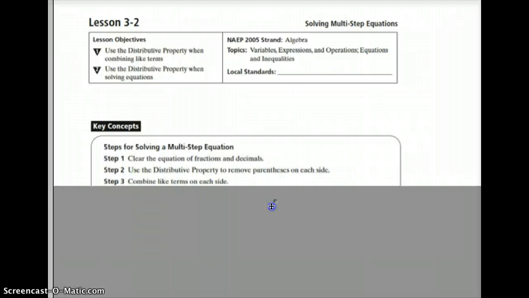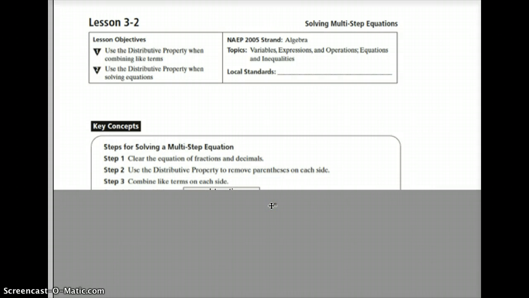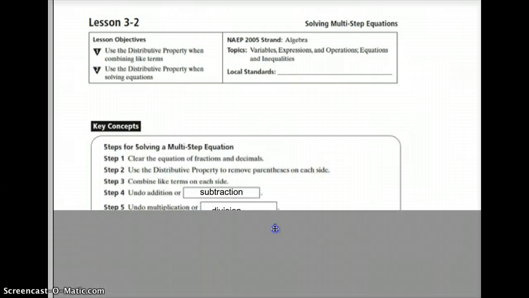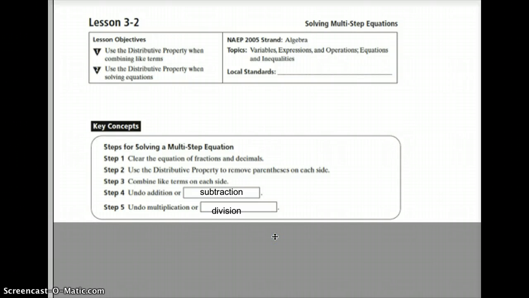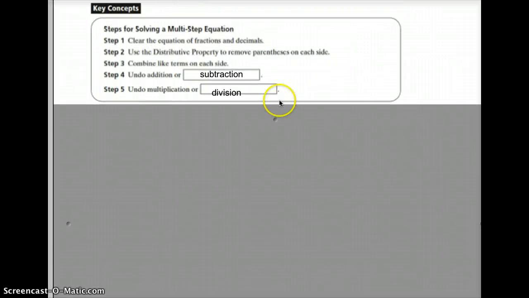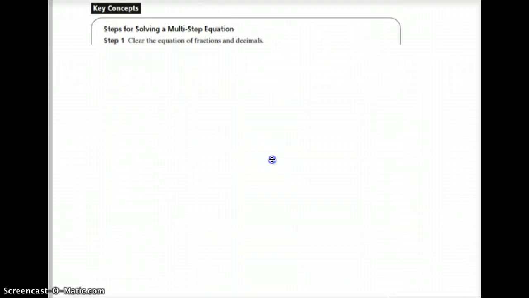second step. The third step would be to combine like terms on each side and then use undo, addition, or subtraction. So basically you want to get the variable alone on one side of the equation. And then our last step would be to undo multiplication or division. Let's look at the first example and see how these are applied.